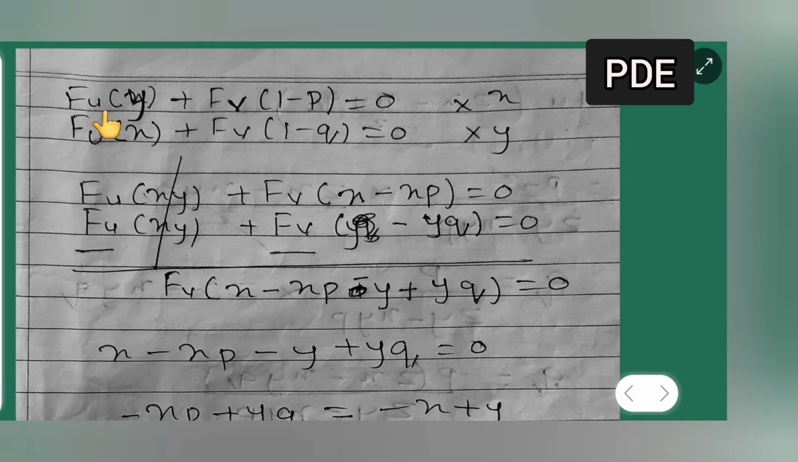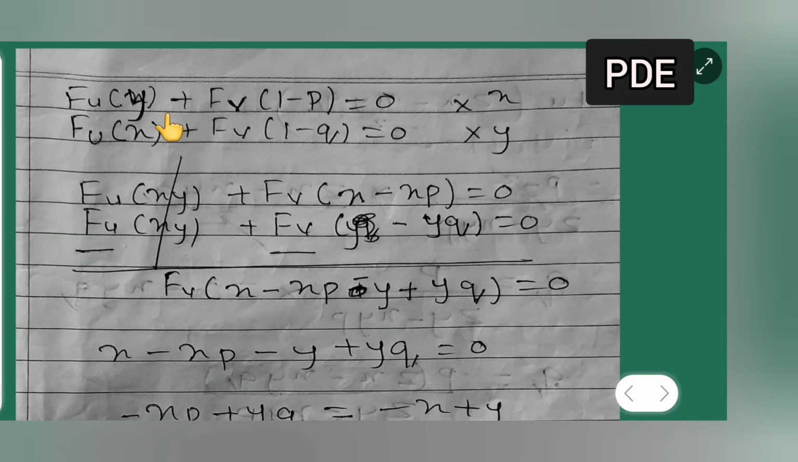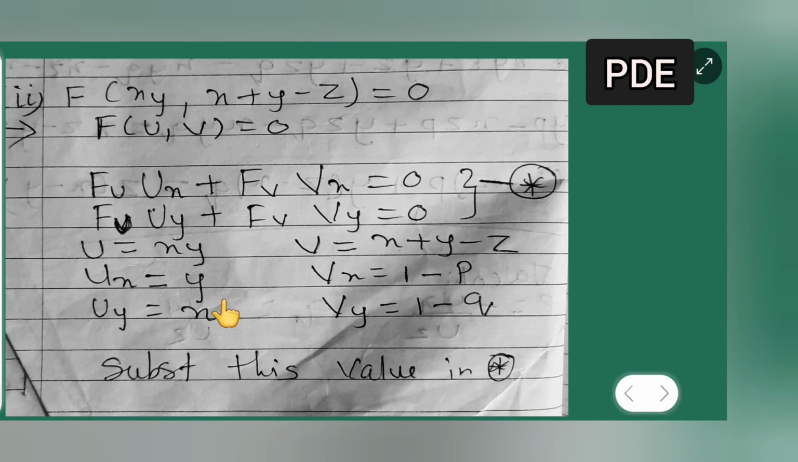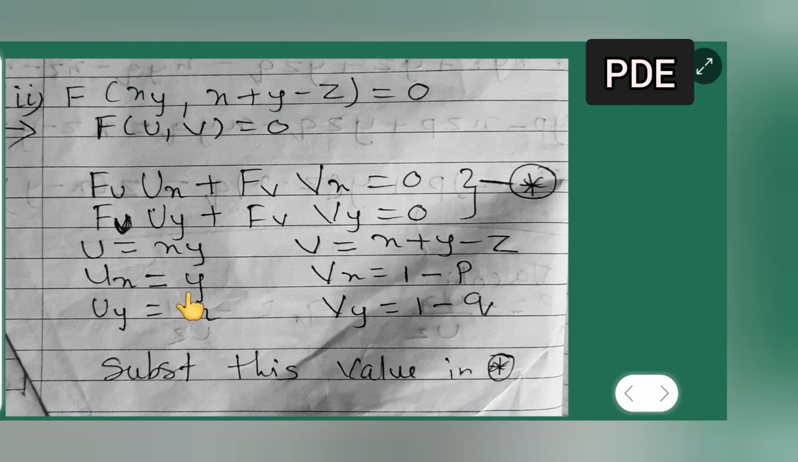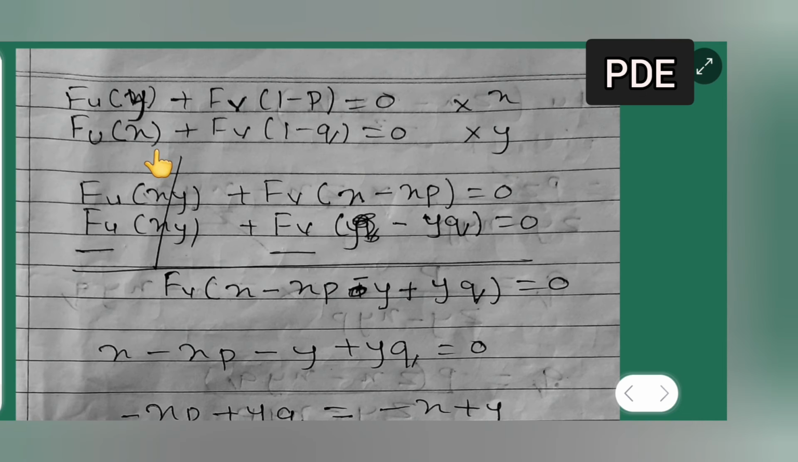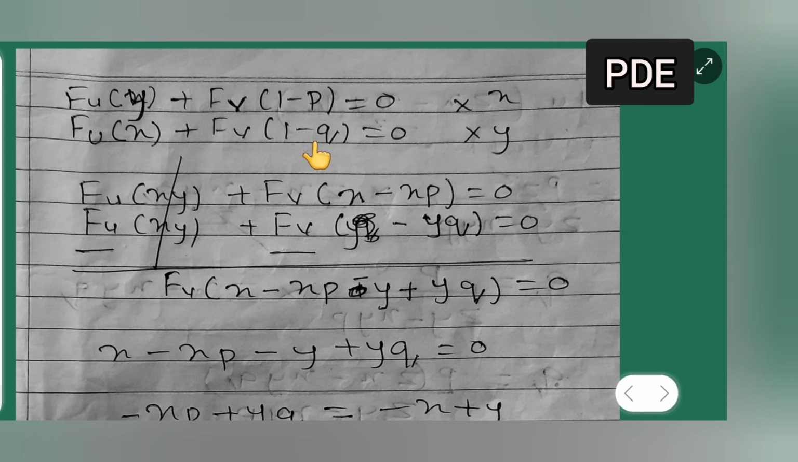So I have substituted. What is this? u_x is nothing but y, plus f_v into v_x, which is 1 minus p. So I have plugged the value here, is equal to 0. Then f_u into u_y, which is nothing but x. What is v_y? 1 minus q. So plus f_v into 1 minus q. So I was differentiating v with respect to y, and I got 1 minus q, is equal to 0.